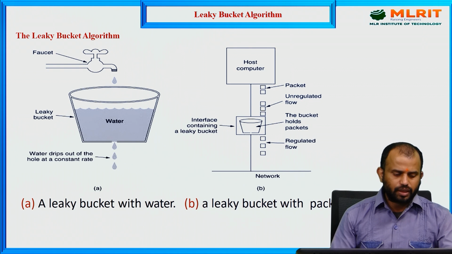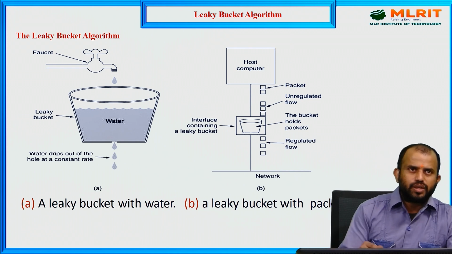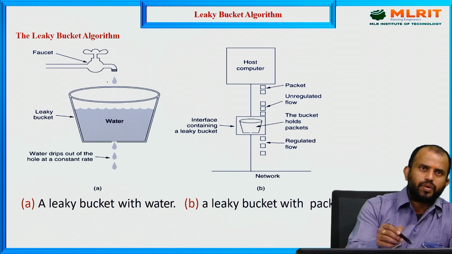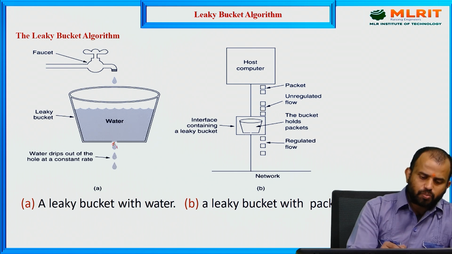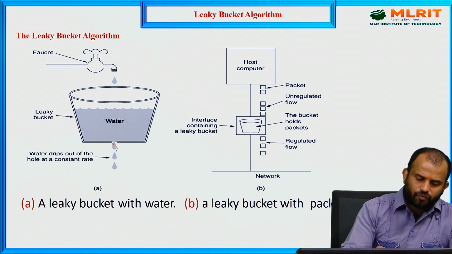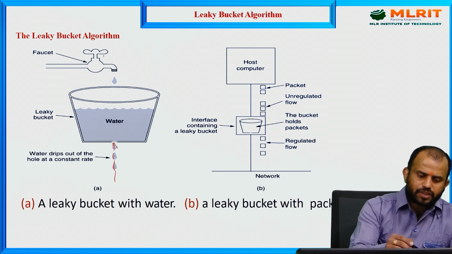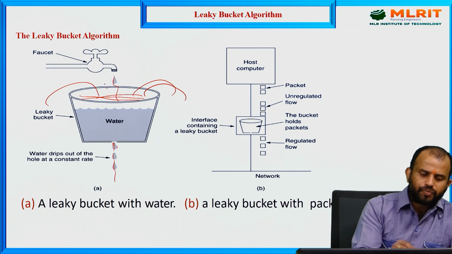When you see this from the image perspective, generally we have a bucket and the tap is open. The bucket has a small hole, so the water leaks drop by drop. If the tap's data rate is higher, the bucket becomes full and overflow happens.